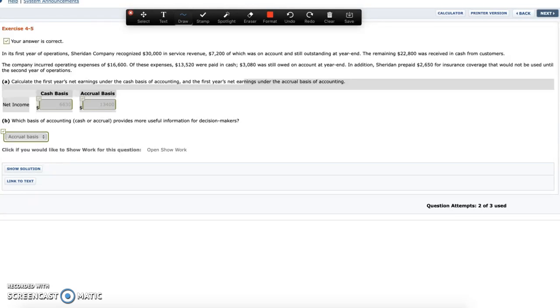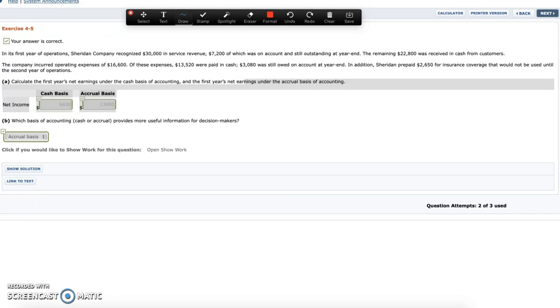Hey everybody, in this problem what we're trying to illustrate is the difference between cash accounting and accrual accounting, what the differences are, and why we'd want to do either one. To start out, it says that in the first year of operation Sheridan Company recognized $30,000 in service revenue, and that 7,200 of that is still outstanding, or accounts receivable, and the remaining 22,800 was received in cash from customers.